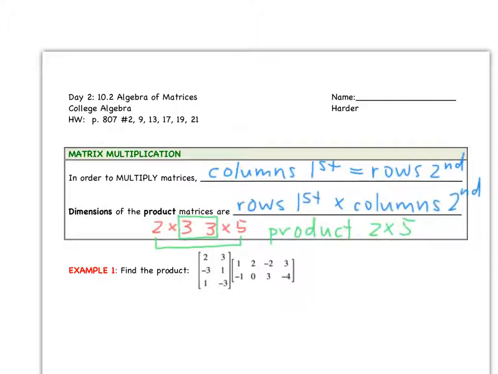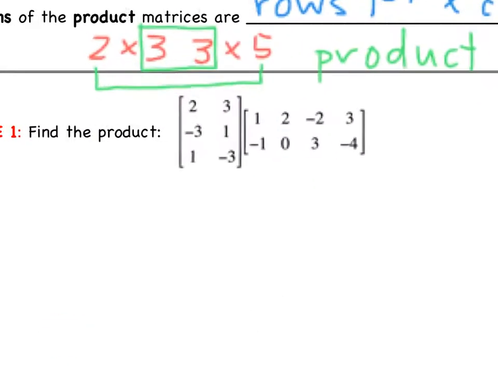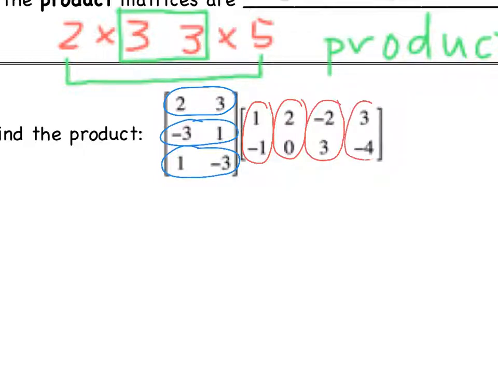Okay, so let's take a look at this first example of multiplying matrices. Multiplication in terms of matrices is a combination of multiplying and adding together. What I like to do is circle the rows of the first one, and I circle the columns of the second. And these all better have the same number of elements that I'm circling, okay?